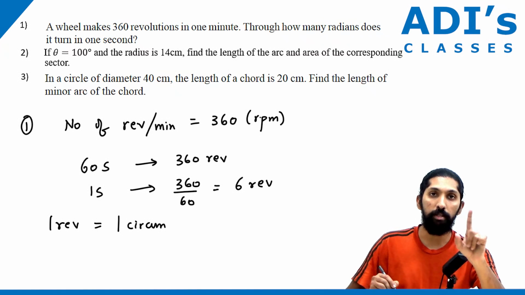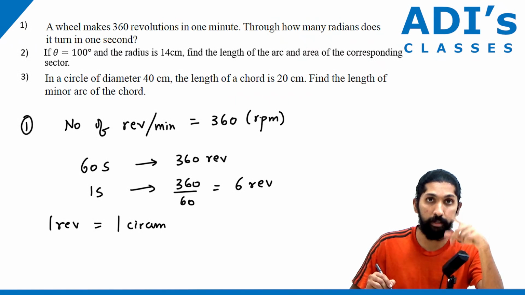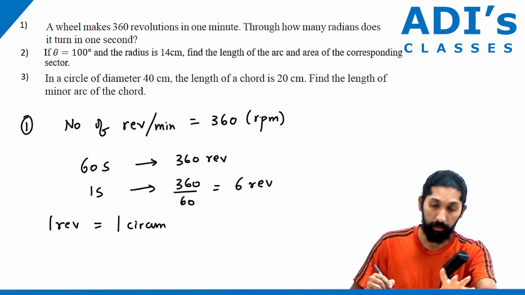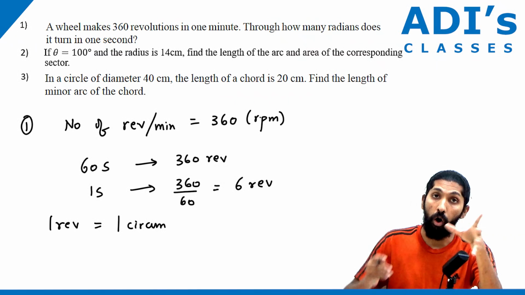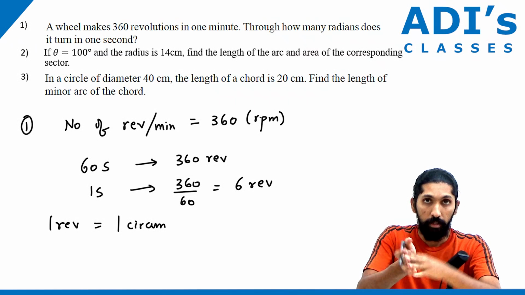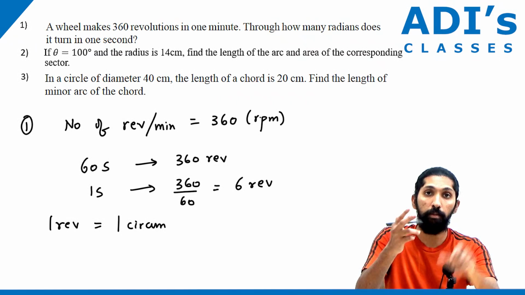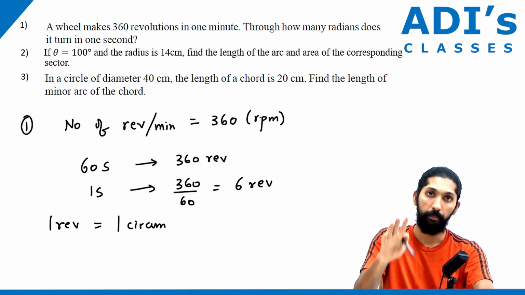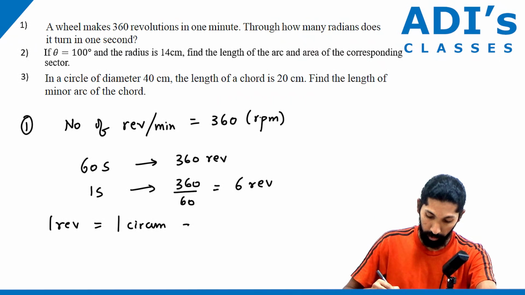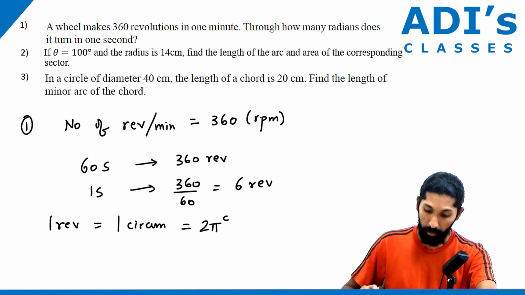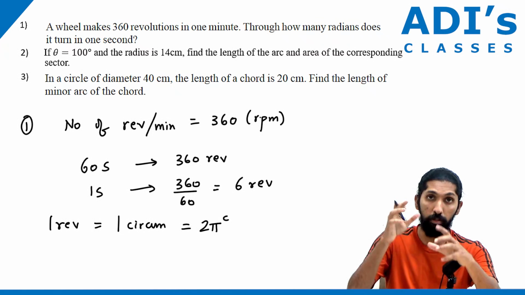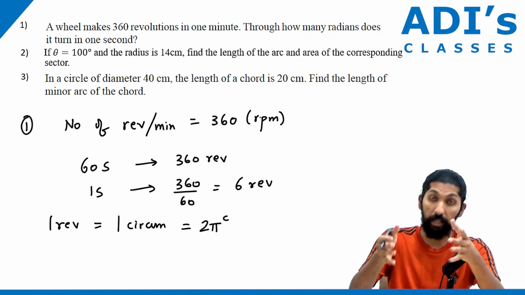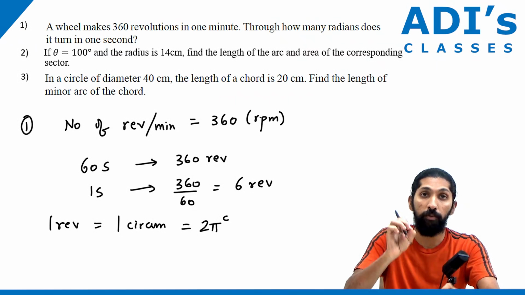One circumference is how much? 2 pi r, correct? Isn't it? So now here, one circumference is 2 pi r. Or can we also say that one circumference is nothing but 2 pi radian? Correct? So one revolution is nothing but 2 pi radian. Now this is making 6 revolutions in 1 second. The total angle is 6 into 2 pi, which is 12 pi.